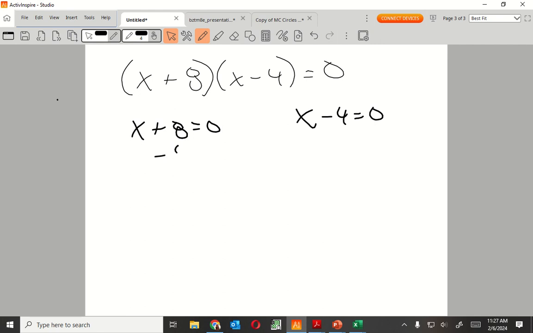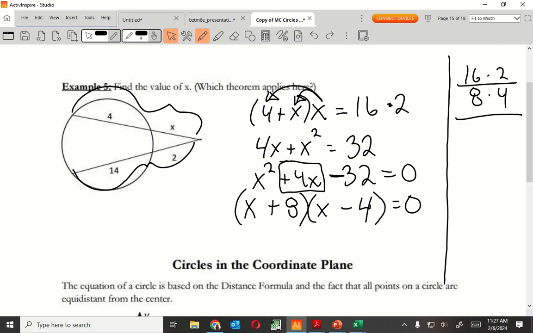So to get x by itself, I subtract 8. x is negative 8. To get x by itself, I add 4. x is positive 4. Now there's two answers here, and I have to look at this. Will negative 8 work for the length of a segment? Can you measure a negative 8? How do you measure negative 8? Oh, no. You can't. You cannot have a negative distance.